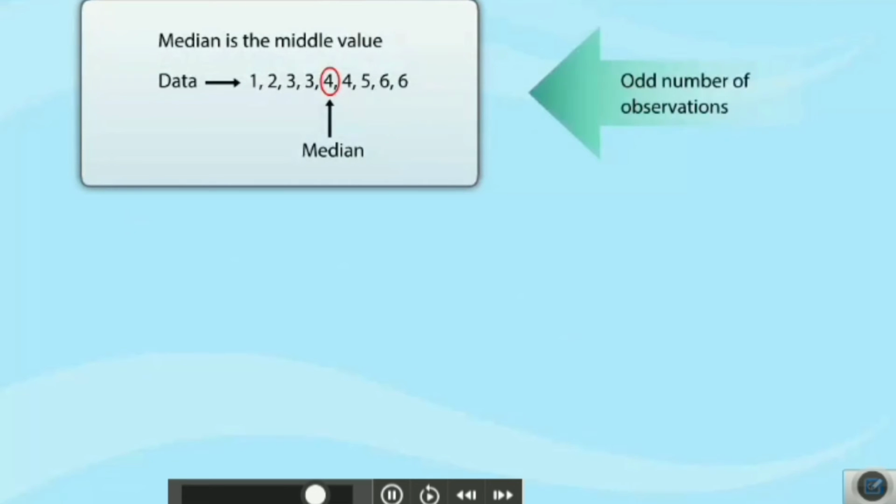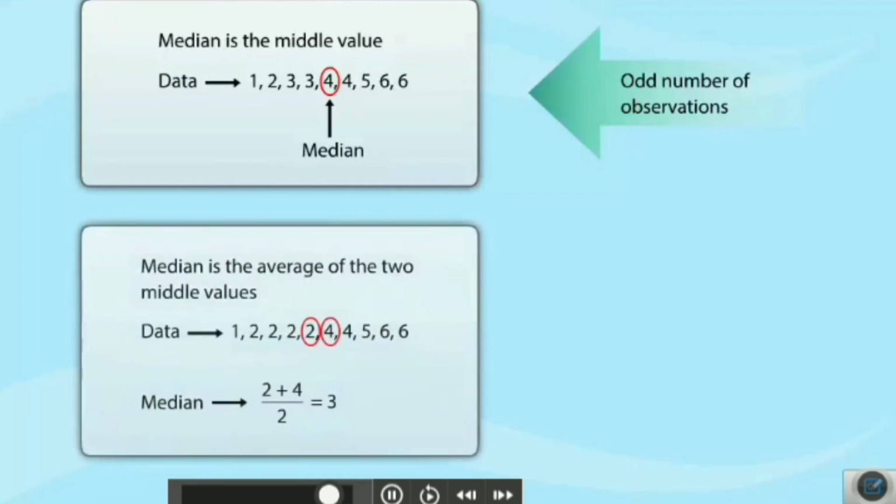You can see that median is easy to locate if the number of observations is odd, like here. Let us see how we can locate the median when the number of observations is even. In that case, the median value is found by taking the average of the middle two values. Let us learn another measure of central tendency for data.